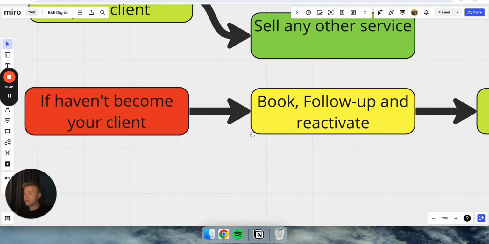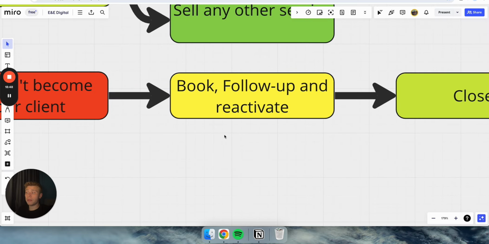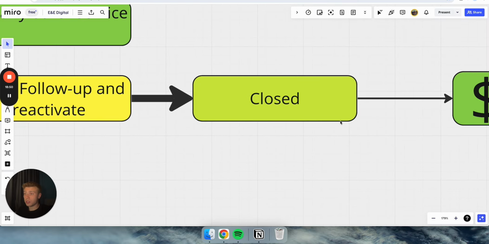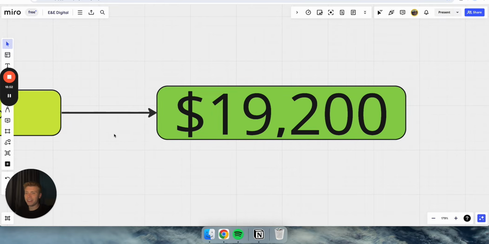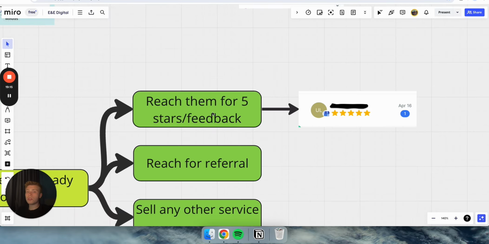So this is the part that I already showed you. If they haven't become your client, book them, follow them up, reactivate them, and then close and generate $19,000. Apart from that, what we also do is reach out to current or previous customers for 5 stars or for their feedback. So it's going to affect our reputation and create trust for the new leads we get.